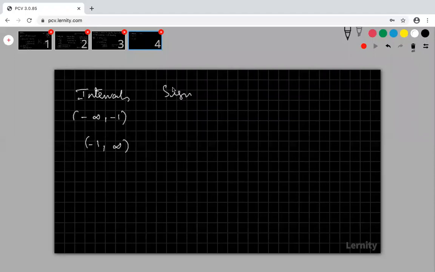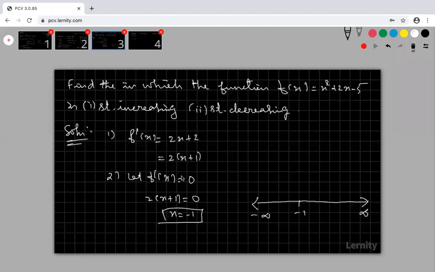Here the sign of f dash of x, here the nature of f of x. So what is my sign of f dash of x? You take any one value, don't take 0, as 0 does not belong to this interval. Take minus 2 and substitute in your f dash of x. Substituting x equal to minus 2, minus 2 plus 1 is minus 1. Minus 1 into 2, again I will get minus 2 only.